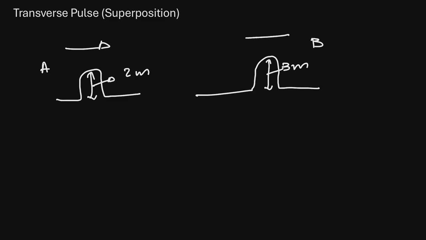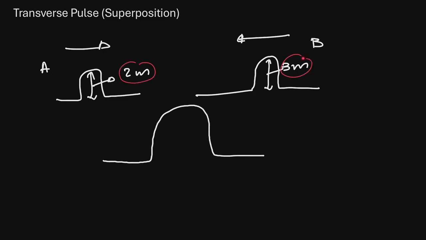This pulse is pulse A and is having an amplitude of 2 meters, and the pulse of B with an amplitude of 3 meters is moving towards pulse A. So what will happen to these pulses when they get together? So when these pulses get together, they are going to form a bigger pulse since they both have the positive amplitudes. So that means the amplitudes will add up and make how much? 2 plus 3, which will make 5 meters.